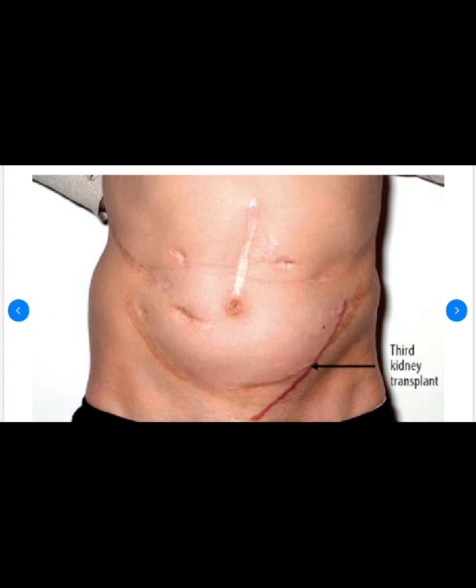So after renal transplantation, what may be the complications? Infection, rejection, dehydration, bleeding, hypertension, obstruction. And how will you follow up these children in the long term?